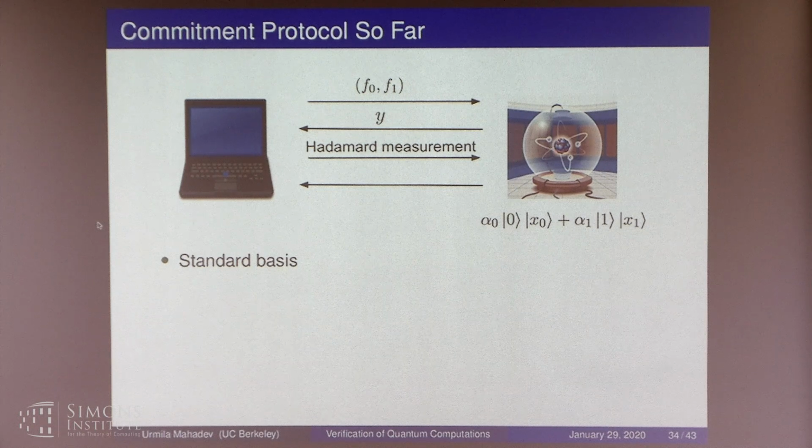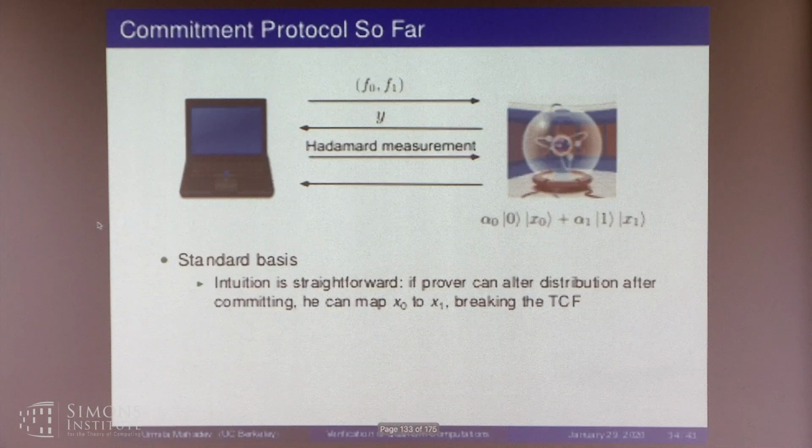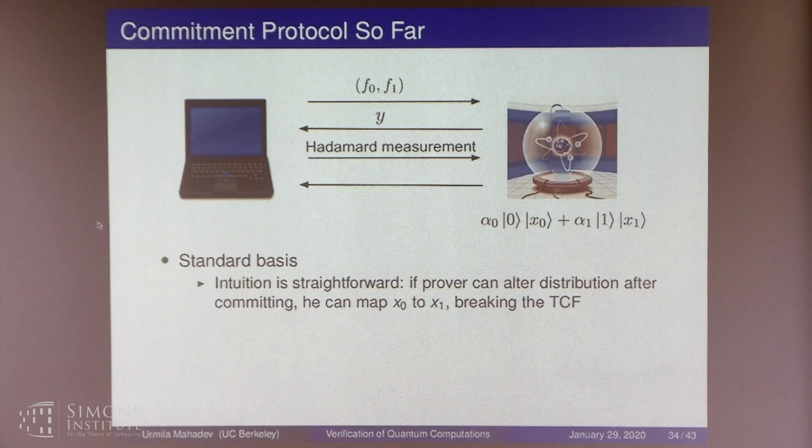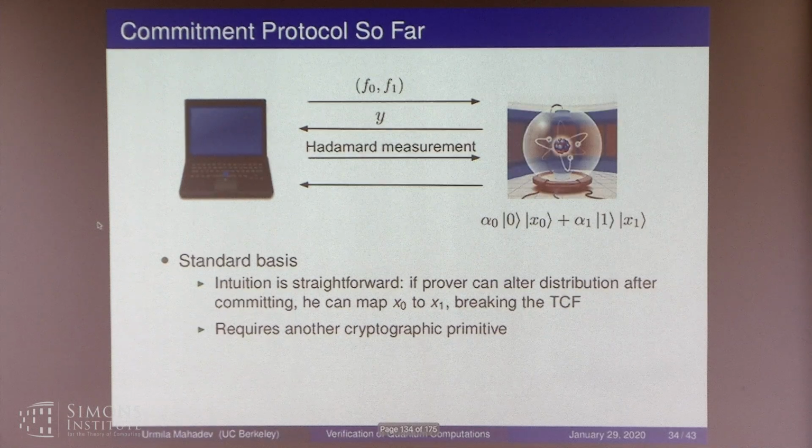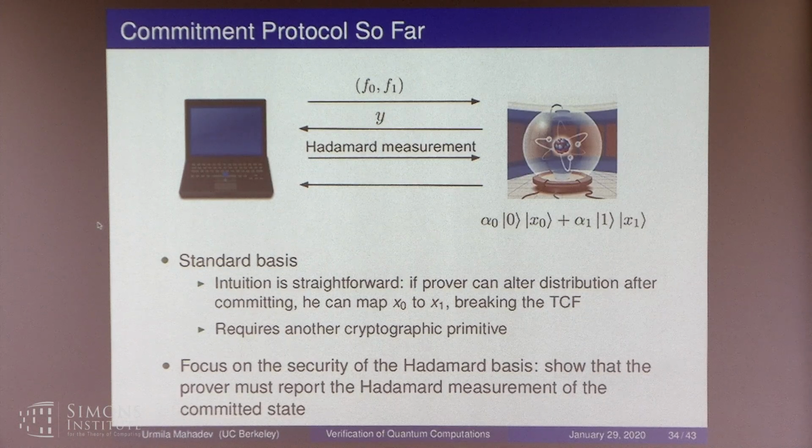That's roughly because, first of all, standard basis measurement is easy here because he can just measure the state and he'll either get 0x0 or 1x1. And the reason that it's non-adaptive is because if the prover can alter the standard basis distribution, it essentially means he can map x0 to x1 or x1 to x0. Now, the intuition is straightforward, but to make it entirely non-adaptive for multiple qubits, I do require another cryptographic primitive, which I'm not going to get into in this talk. For the rest of this talk, I'll just focus on the security of the Hadamard basis.